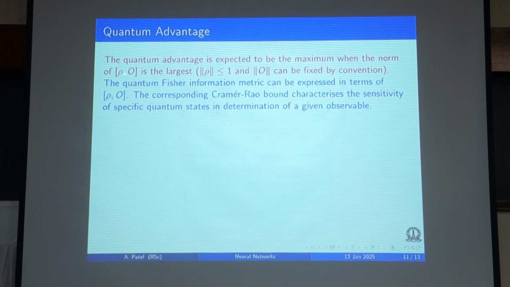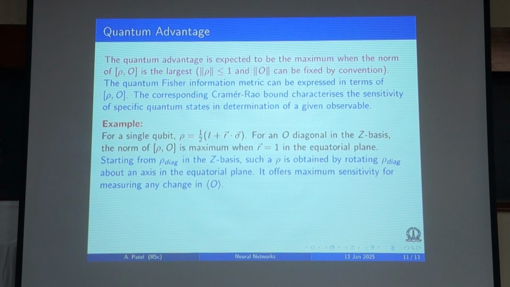What next? Well, we can now ask what is the best we can do, and the answer is quite easy to guess. The commutator has to be non-zero, and you get the maximum quantum effect when you maximize the norm of the commutator. Just go to the opposite side. This maximization is possible because rho is bounded. It is a probability distribution generalized to quantum language, but it still has norm less than 1. And the convention of O can be chosen whatever it is, but its norm can be fixed. So this is not going to be an uncontrolled expression. And once you maximize the norm, you can quantify what the Fisher information metric is, what the corresponding Cramér-Rao bound is, and all those things will now depend on what the observable is and what the state is.